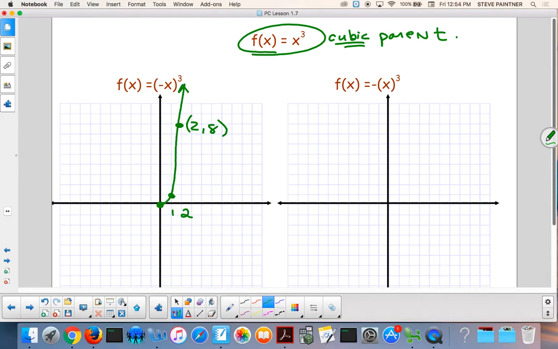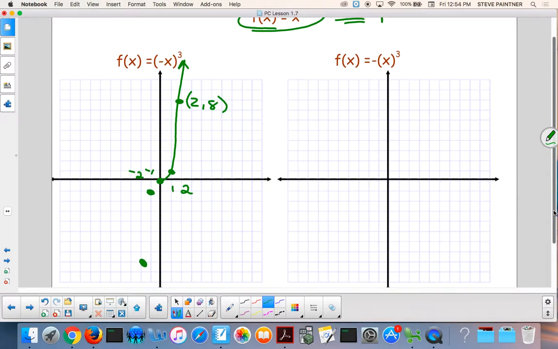What about on the other side? Negative 1. Negative 1 times negative 1 times negative 1 is negative 1. Negative 2 goes in, negative 8. Okay. So now you know what your parent cubic function does. It goes like this. Good. That's the parent, x cubed.